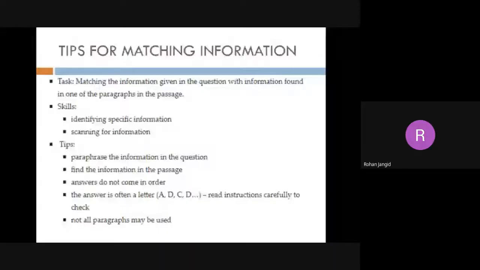Answers do not come in order. Now here in this section of reading, the answers do not come in order, whereas in true, false, and not given, you find somewhere between 2 to 3 lines of the passage followed by number 2, 3, and so on. But here the answers are not in order. The answer is often a letter. It could be A, B, C, D, whatever.